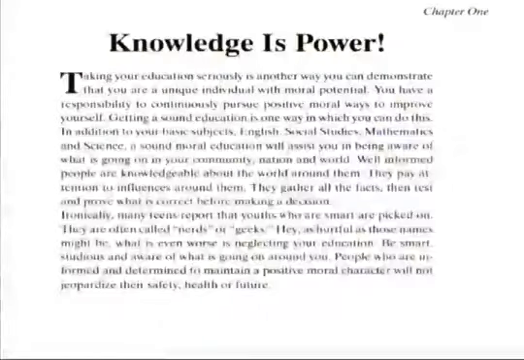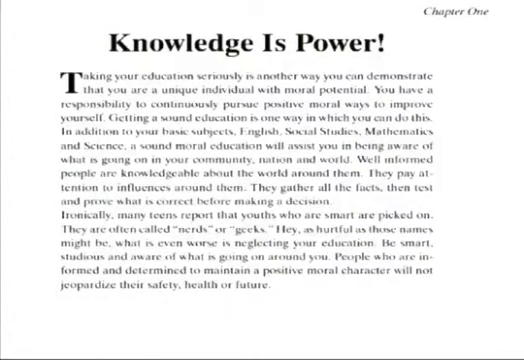But continuing on, it says that they pay attention to influences around them. Remember page 68 about influences in the character unit. They gather all of the facts, then test and prove what is correct before making a decision. And remember even chapter 4 of the acceptance unit, when choosing a friend, our decisions don't have to be very rapid. Now, there's some things you need to decide. If you're waiting in line to order your food, you pretty much need to decide what you want. You can't hold up the line for 3 or 4 hours while you're deciding.